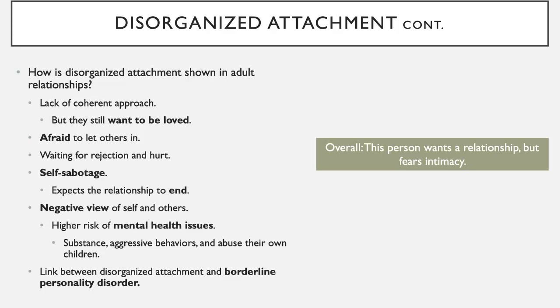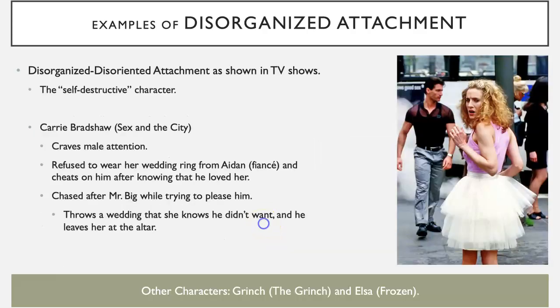They like to self-sabotage, and they expect the relationship to end. Even if there are no signs that it's going south, they will act like the relationship has already ended. They have a negative self-view and view of others, and they're at higher risk for mental health issues. There's a link between borderline personality disorder, which is characterized by unstable moods, behaviors, and relationships. Overall, this person wants a relationship but fears intimacy.